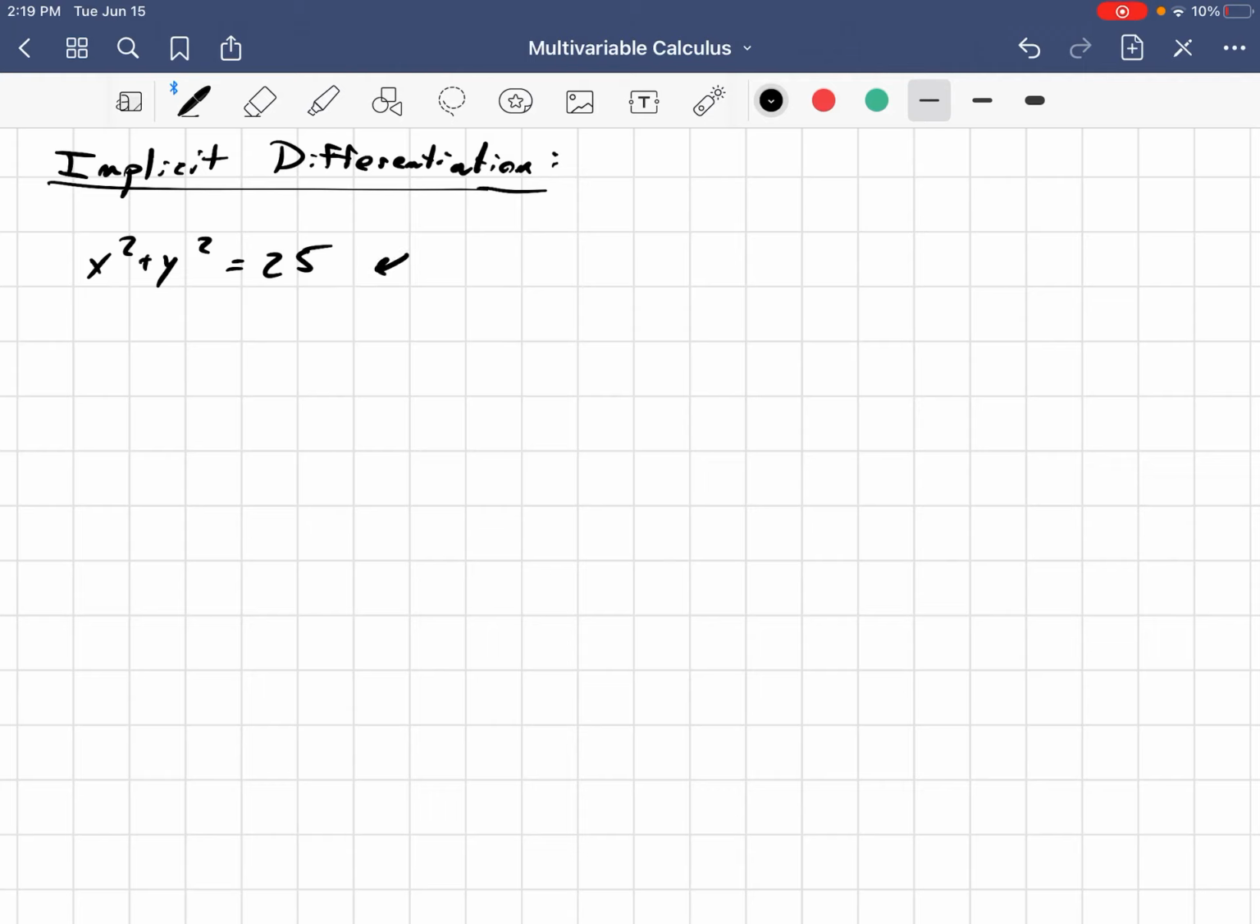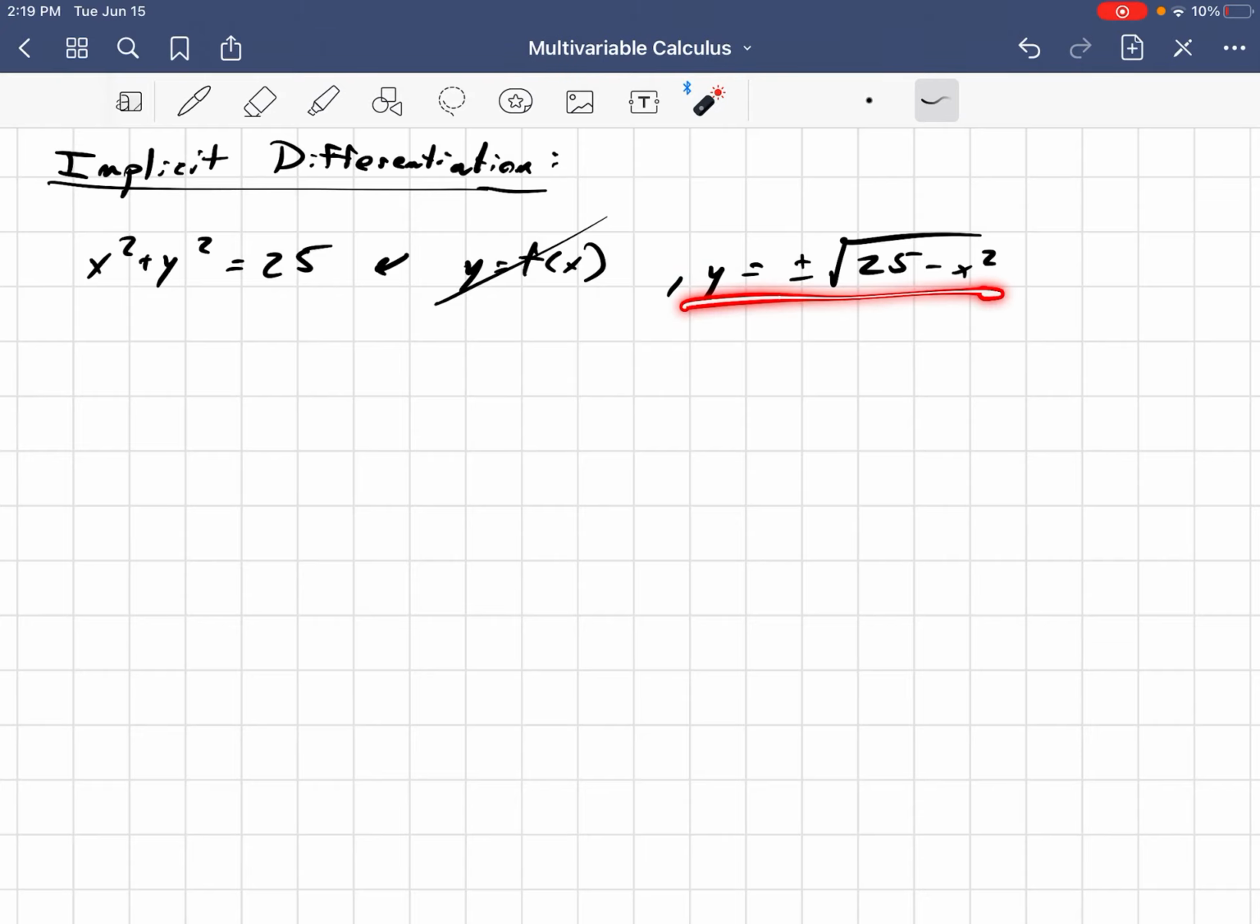Now, as it's written right now, y is implicitly a function of x. In other words, we don't have y equals f of x. We don't have that, right? But we can get it in that form pretty easily because y is equal to plus or minus the square root of 25 minus x squared, solving for y there.